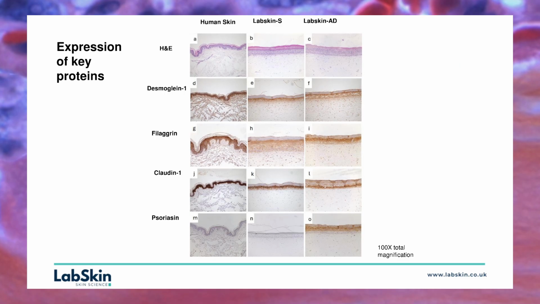So then we refined the protocol further, and we wanted to see if it was possible to visualise the key skin barrier proteins in the Labskin-AD model and how they would compare again to normal healthy human skin and our healthy Labskin-S. From this slide you can see that we looked at expression of desmoglein, filaggrin, claudin and psoriasin again. It looks to be a down-regulation in the expression of claudin, but a very marked upregulation in the expression of psoriasin.